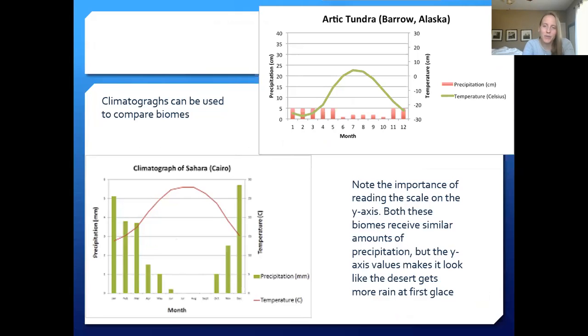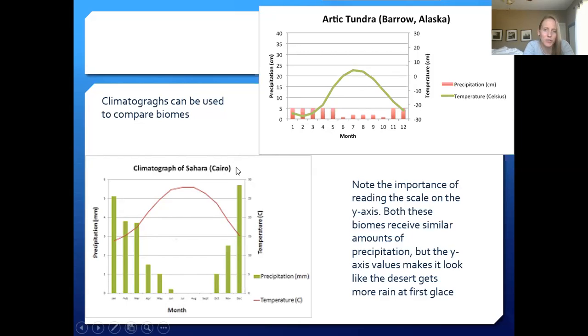But yeah, the reason that you guys need to know about climatographs is to be able to identify different biomes. So as you can see with a tundra biome, which is this top one up here, you have very low levels of precipitation, never gets above 5 centimeters of precipitation, and it's quite low in the middle of the year. And then the temperature, as you can see, gets to maybe 5 degrees Celsius in the summer, and is almost to -30 in the winter.